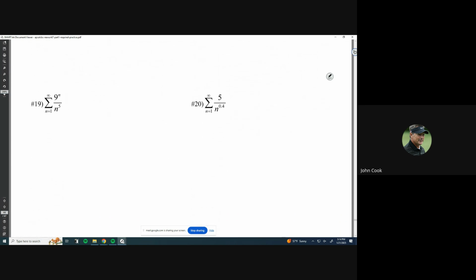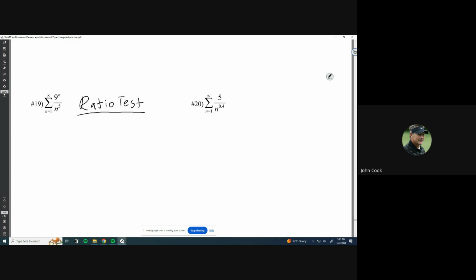Man, we're really getting through this. 19. 9 to the n over n to the fifth, so that's an exponent, and then also just a polynomial. Since it's a combination of the two of them, I bet you anything this is going to be ratio test. I'm very confident that it's going to be ratio test. So ratio test for that one.